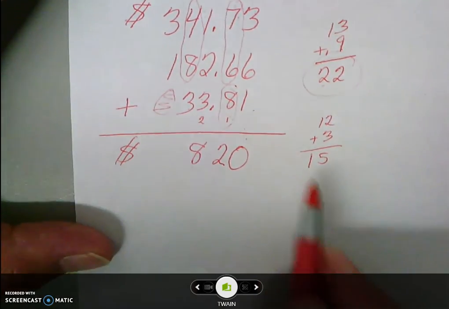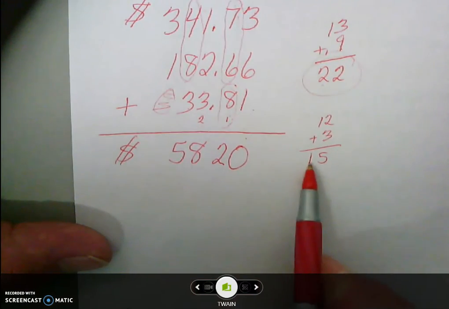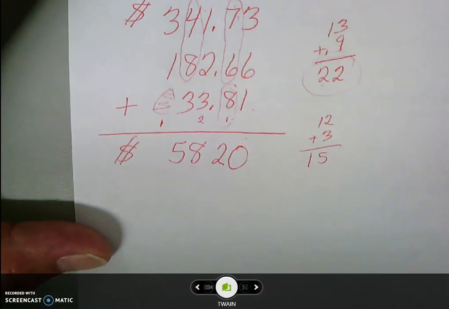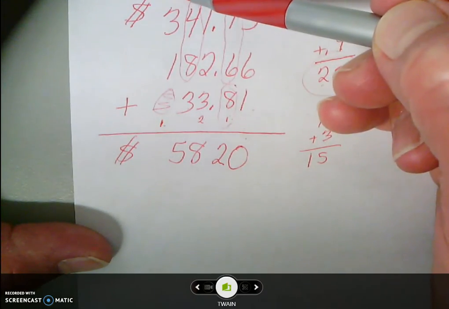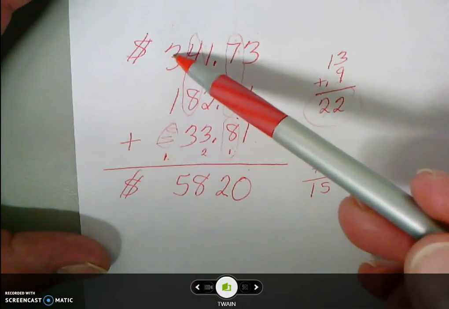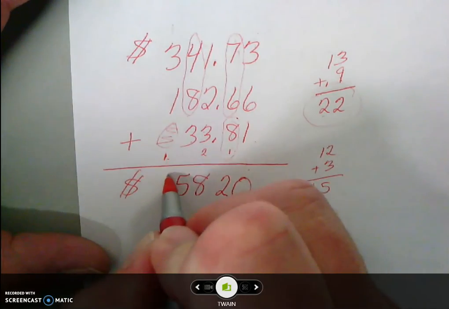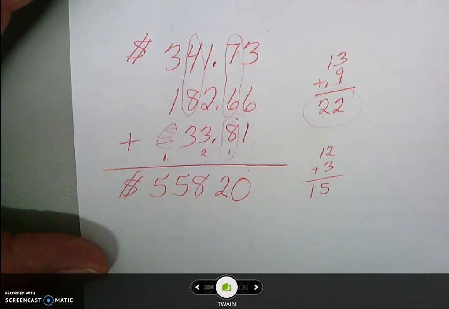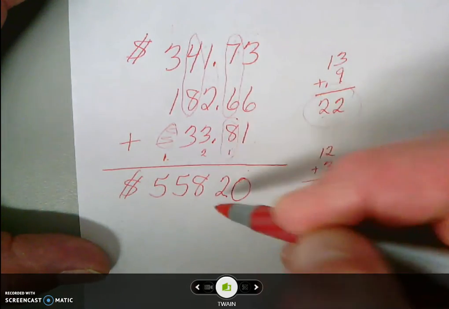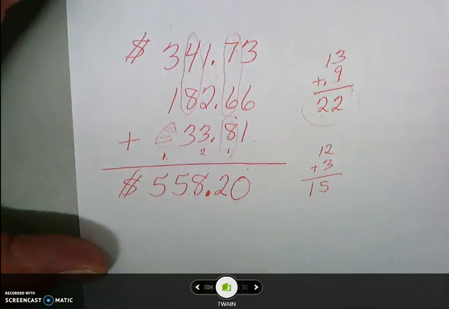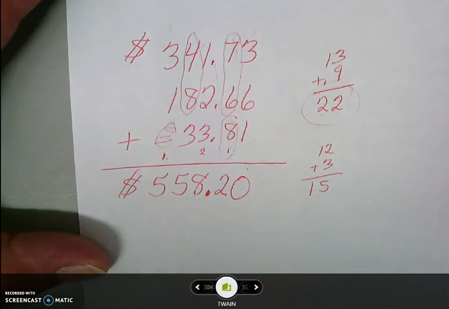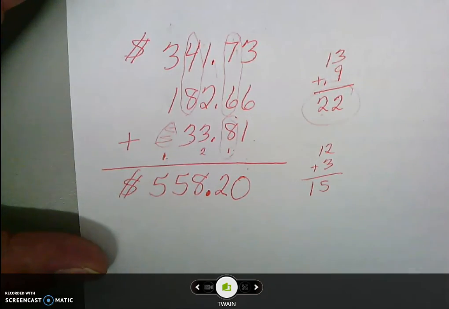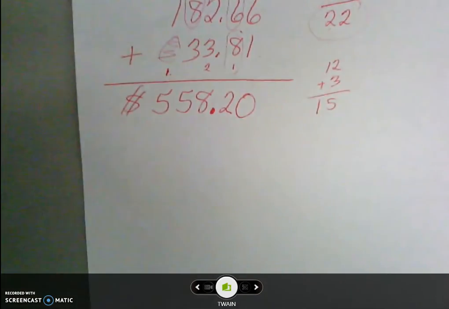Okay, so then I need to put my 5 down here, and this 1, I need to carry it over into the hundreds column. Now remember, you can put it down here or you can put it up here, whichever works for you. All right, 3 plus 1 is 5. Now, is that $55,820? Nope, we forgot. We still need to bring that decimal point down. So if I was going to get that new PS4 and controller and game, it would cost me $558.20.